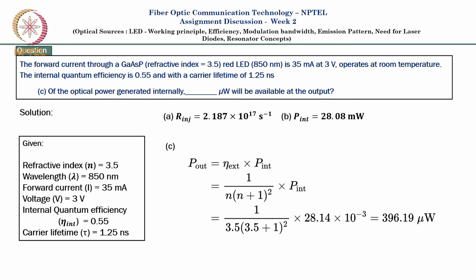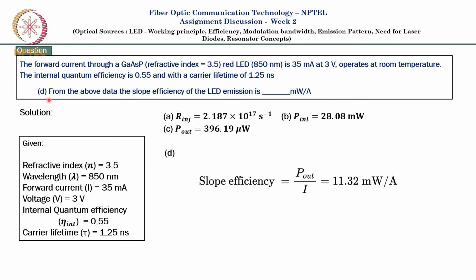Now going to the next part of the question: from the above data, what is the slope efficiency of the LED? We already see the output power is 396.19 microwatt. So the slope efficiency is given by P out by I, where I is the current which generates this power, and P out is what we got in the previous part of the question. On division, we get 11.32 milliwatt per ampere.